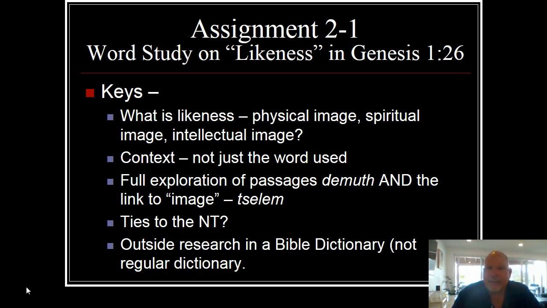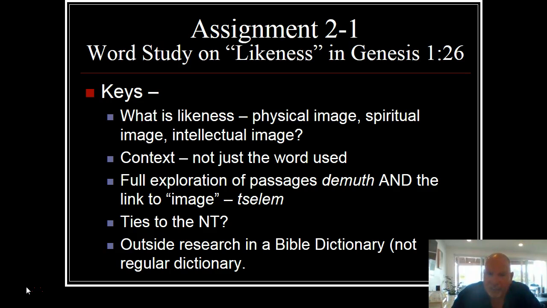So what is likeness? Is it a physical image? Is it a spiritual image? Is it an intellectual image? After your exploration, I wanted you to really look into the idea of how we resemble God. And an A+ paper, or a 99 or a 100 paper, should have also looked outside the assignment into additional academic research on what others have argued the image and likeness of God versus humanity looks like. I wanted context, not just the use of the word.